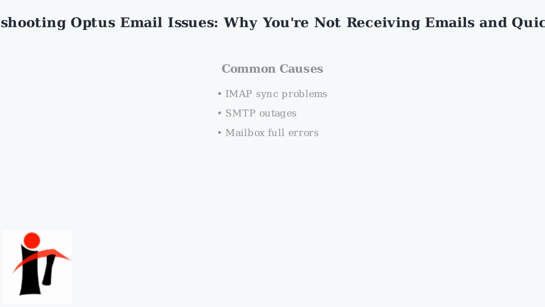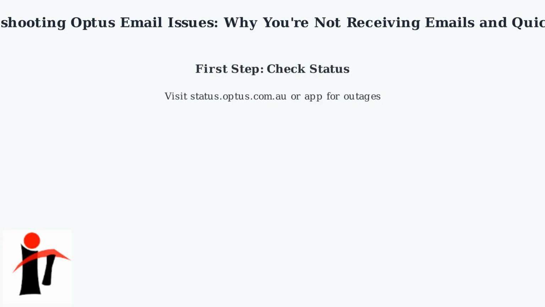Experiencing issues receiving emails with your Optus account? You're not alone. This section will address the most common causes, including IMAP sync problems, SMTP outages, and Mailbox full errors. First, check Optus's official status page at status.optus.com.au or their app for any reported outages.